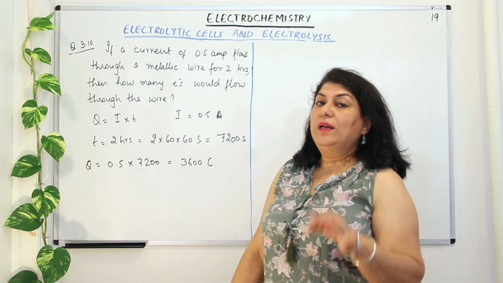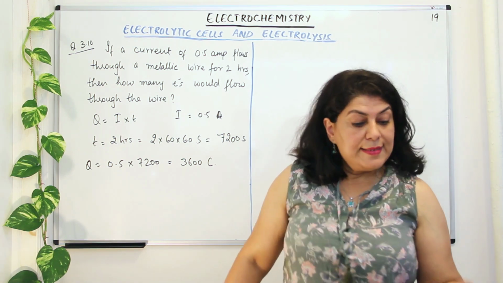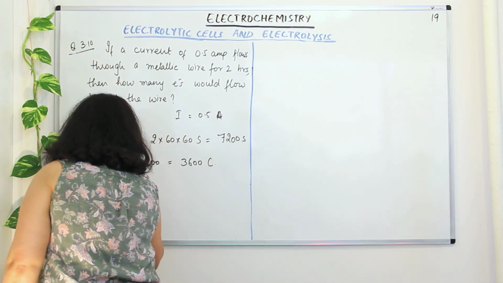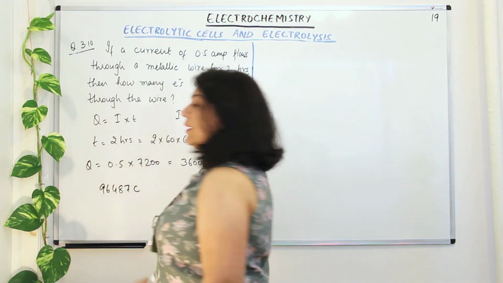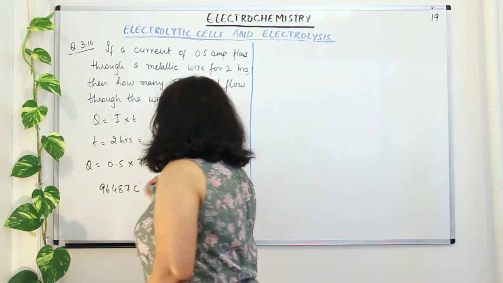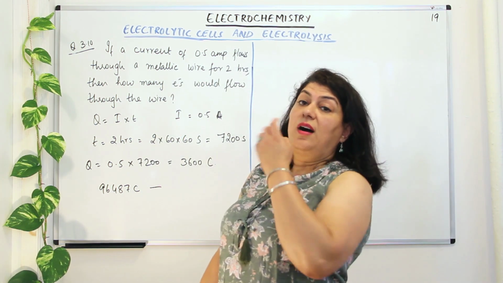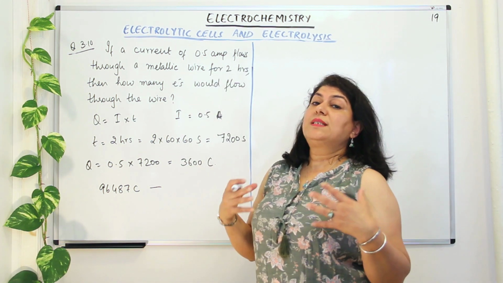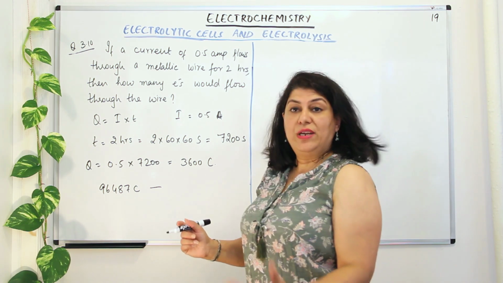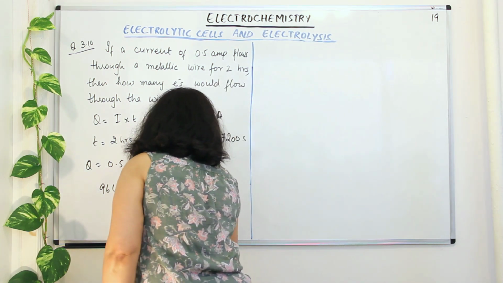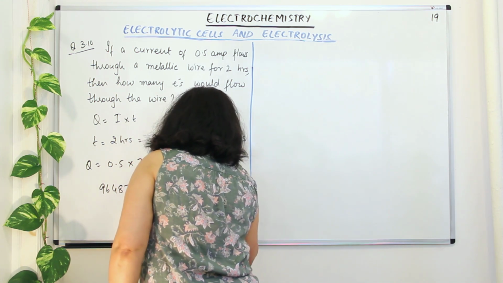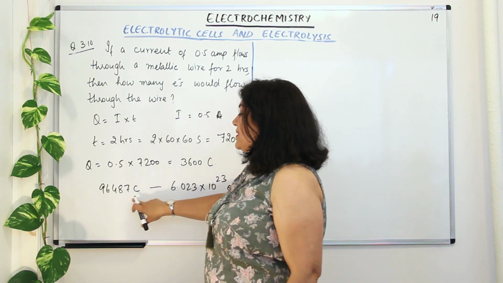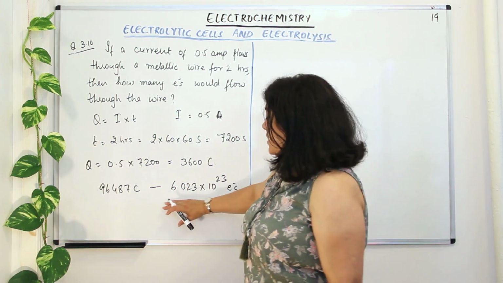Now we know that 1 Faraday is equal to 96487 coulombs. So 96487 coulombs are the charge for how many electrons? They are the charge for 1 mole of electrons. So what is the number of 1 mole of electrons? It is the Avogadro's number, which is 6.023 into 10 to the power 23 electrons. So we say 96487 coulombs of charge is the charge of these many electrons.